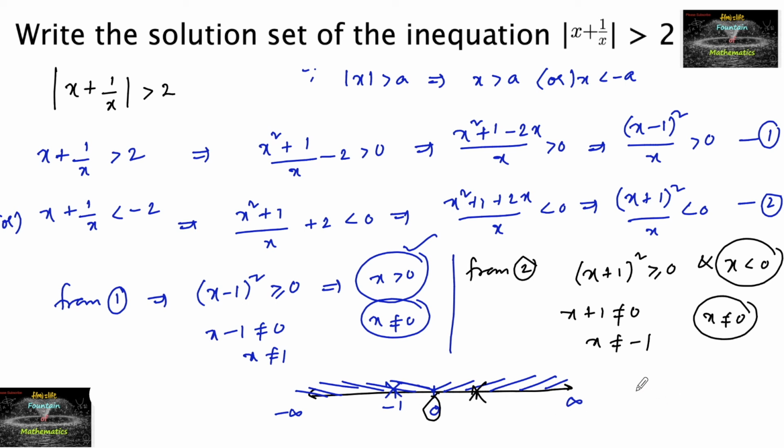So overall the solution can be taken as all the real numbers. We can say x belongs to all the real numbers except three values. What are they? Minus 1, 0 and plus 1. Except these three values you can take any real number. So this is the solution: x belongs to R minus of minus 1 comma 0 comma 1. Okay, thank you.